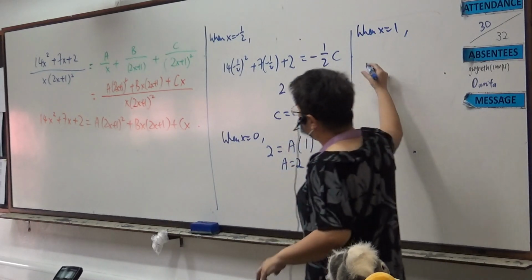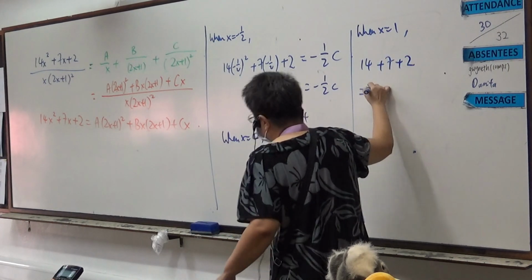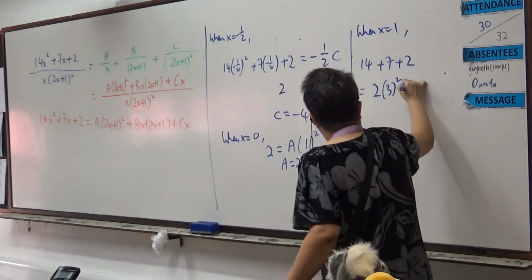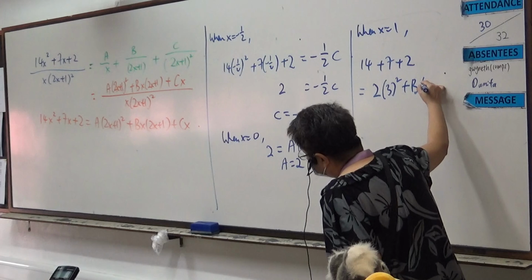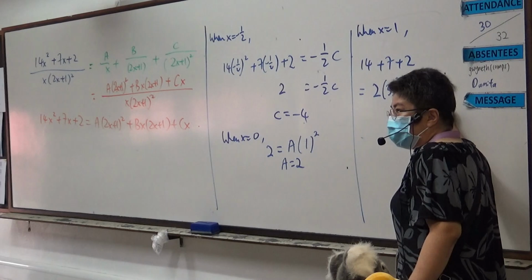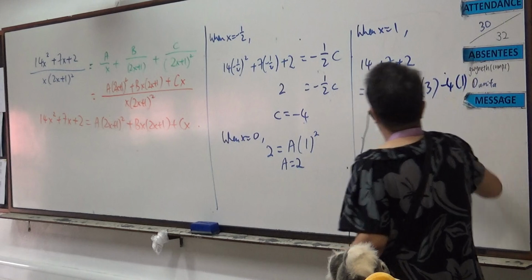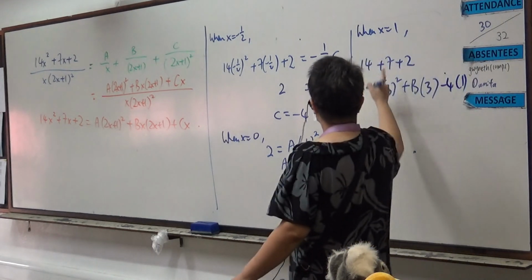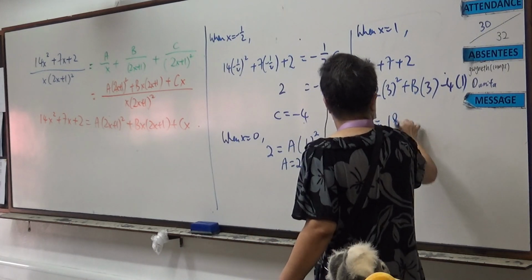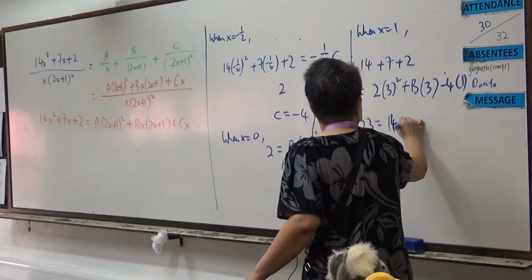Correct. When x is 1, so what do I have? 14 plus 7 plus 2 equals to A is 2, right? 2. If I have 1, this one becomes 3 square, right? Plus B, I don't know. When x is 1, 2 plus 1 is 3, right? Correct. Then plus, what is C? Minus 4 times 1. Correct? Now, this side is 23, right? 23 equals to 18 minus 4 is what? 14 plus 3B, right?